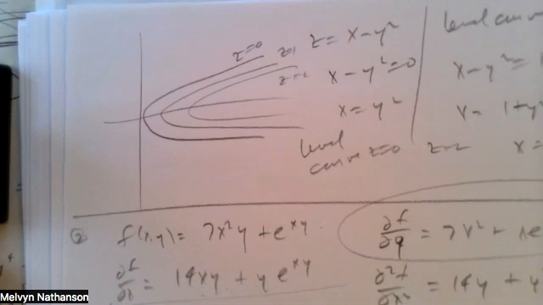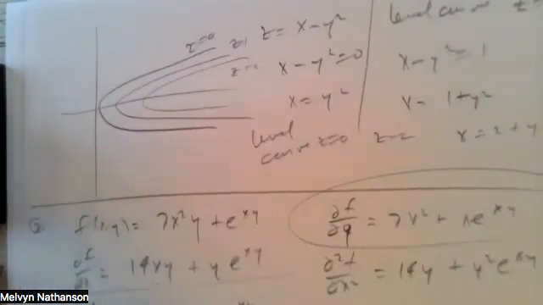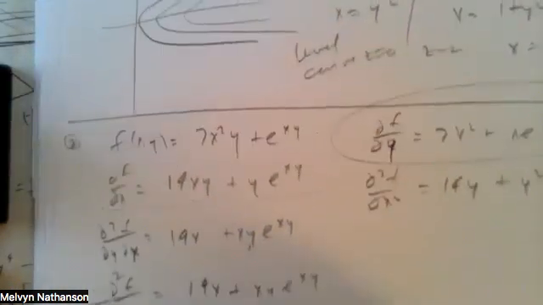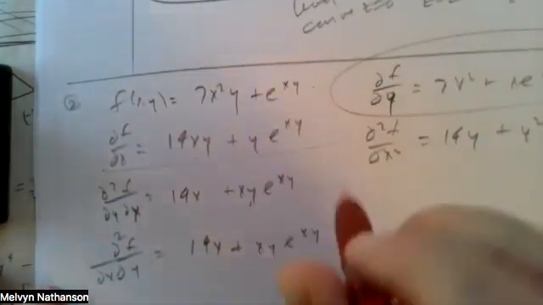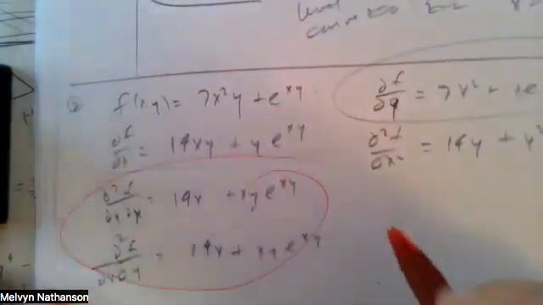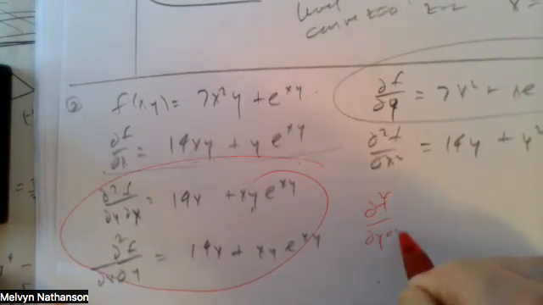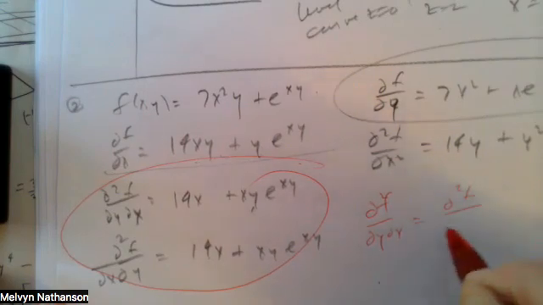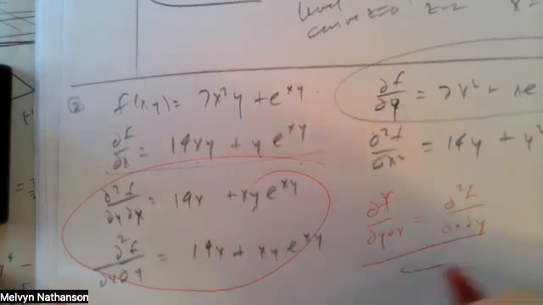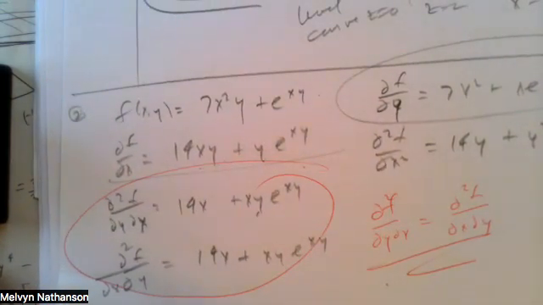And if you compare the two of them, they're equal. Second partial of f with respect to y and x is the same as the second partial of f with respect to x and y. So that's what it means to prove by computation that these mixed partial second derivatives are the same. Right? Any questions about that?